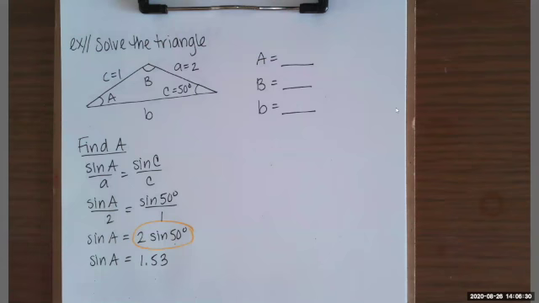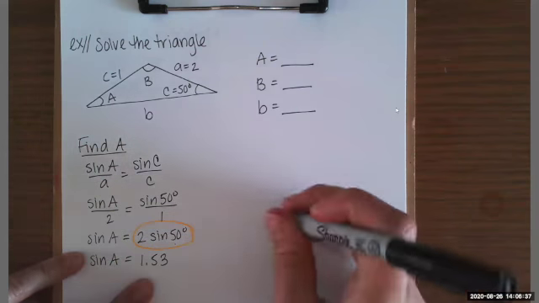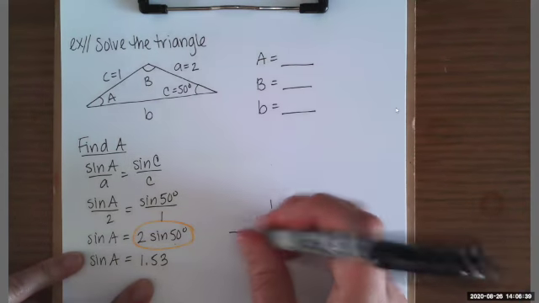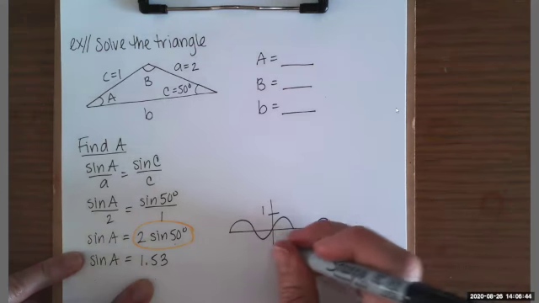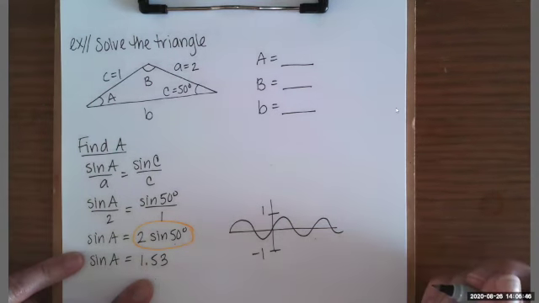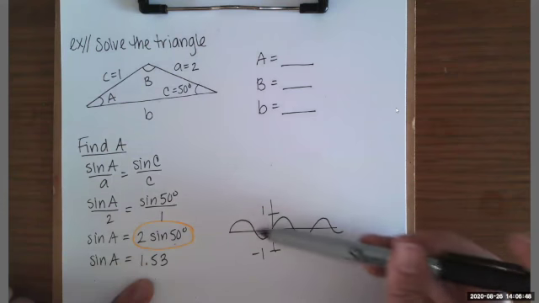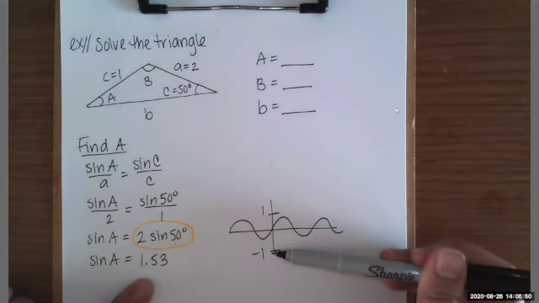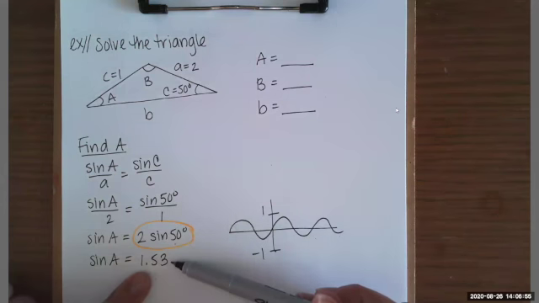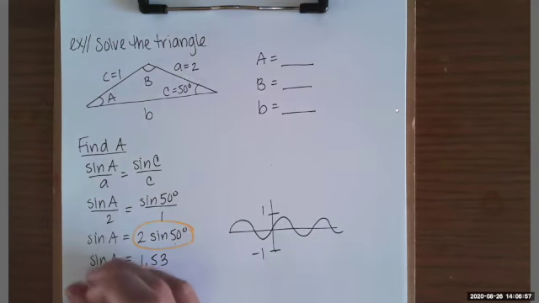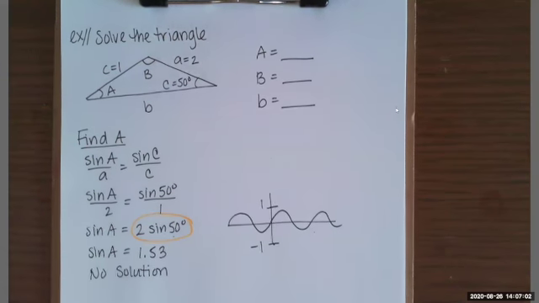Now, at this point, you might find an error. So here we have sine of some angle that is equal to 1.53. Remember what our sine graph looks like? Looks like this. Our maximum y value is 1 and our minimum y value is -1. That means no matter what our input is, our output, sine of anything, has to be between -1 and 1. Now this is not between -1 and 1, so at this point we actually know no solution. No solution.